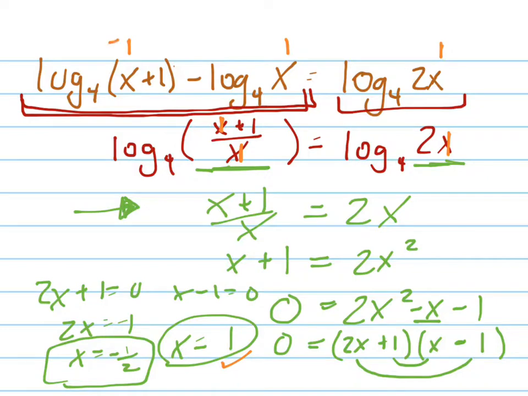Now let's try negative 1/2. Well, you can see right away what's the problem. You can't put a negative in the argument, or you can't take the logarithm of a negative number. And so this is an extraneous solution, meaning it's not a correct solution. So there's your answer, x equals 1.